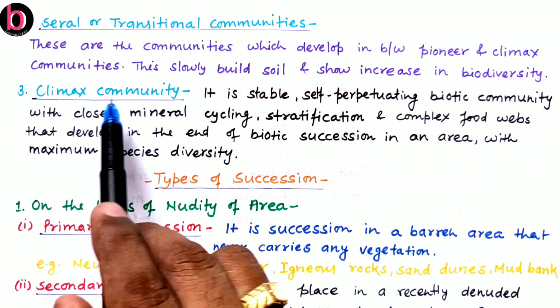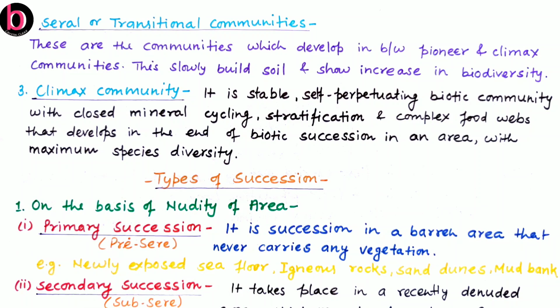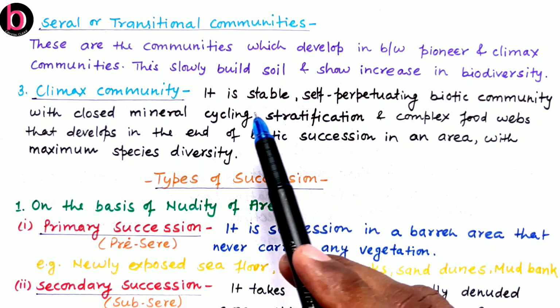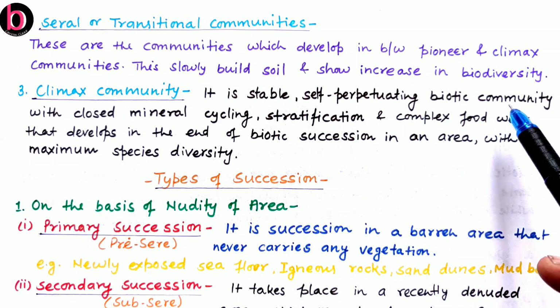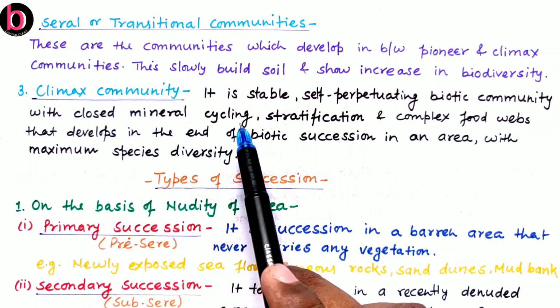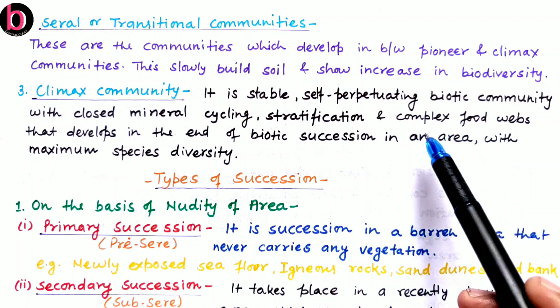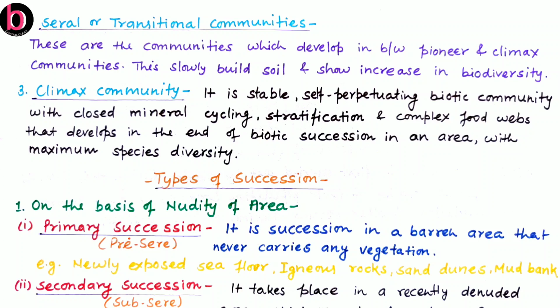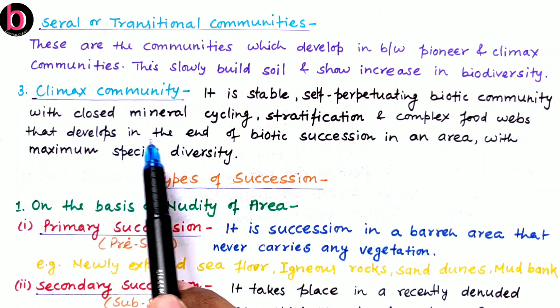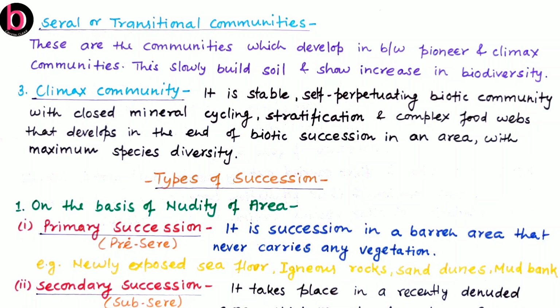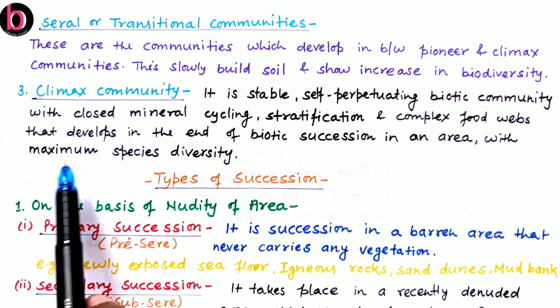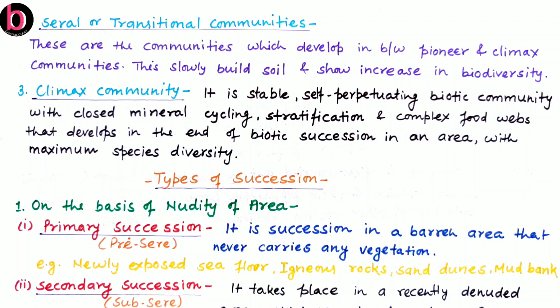The third and last is the climax community that we discussed, also known as the climatic climax community, because this community is the most stable one, and it develops finally at the end of succession in that area. It is highly stable and self-perpetuating, and carries its own closed mineral cycling, stratification, and a number of complex food webs. All this makes the system highly stable. This type of community develops at the end of biotic or ecological succession in that area, and it carries maximum species diversity. So the climax community is not easily disrupted until there are massive changes in atmospheric or environmental conditions.